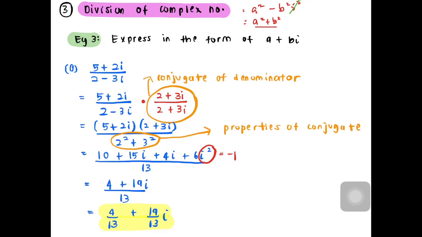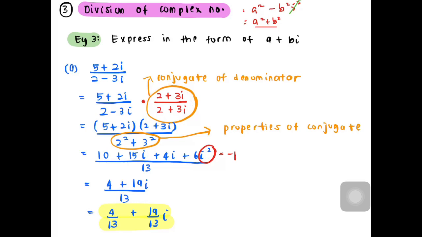Let's see this example here. Express this in the form of a plus bi. You see now that this is a rational complex number. You have a fraction here. In order to make it in the form a plus bi, you don't want any denominator. So we need to get rid of the symbol i in your denominator. The only way to get rid of the symbol i here is just to multiply by the conjugate.